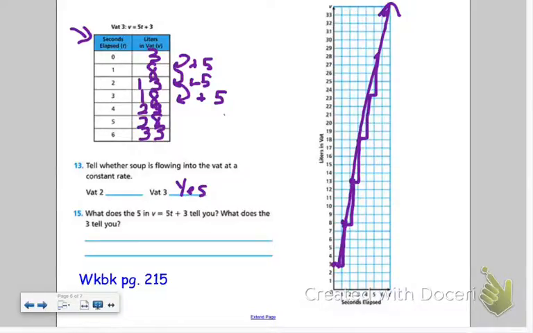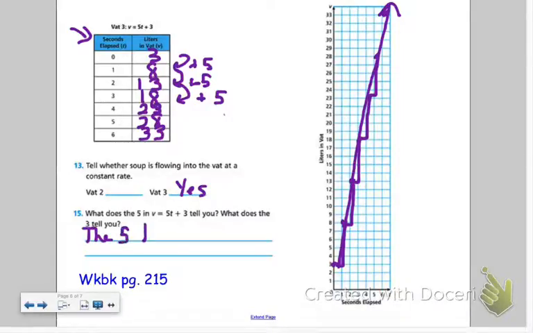Now, for number 15, I want you to think about this. What does the 5 in v equals 5t plus 3 tell you? What does that 5 tell us? We said we increased it by 5 every time. Well, in this case, the 5 is telling us the rate at which the soup is being poured into the vat.